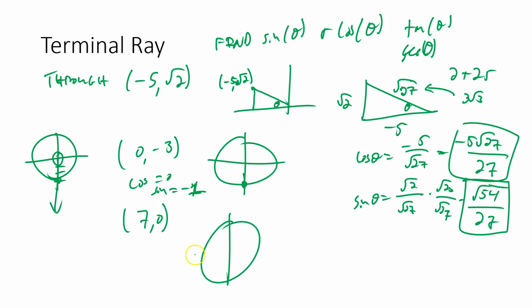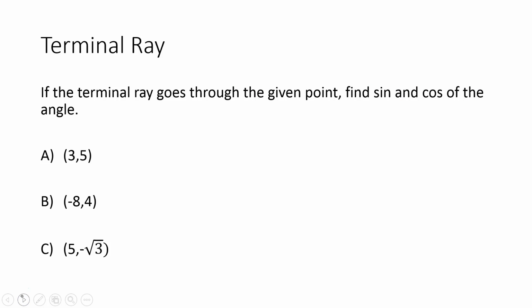7, 0, same idea. 7, 0 puts you out to the right. So cosine is going to be 1, and sine is going to be 0. So just a different way of thinking about trig functions. Not too bad, though. I have some problems for you if you want to give them a shot. I forgot I had these here. So if you want to try these out, go ahead, and then we'll try them together.